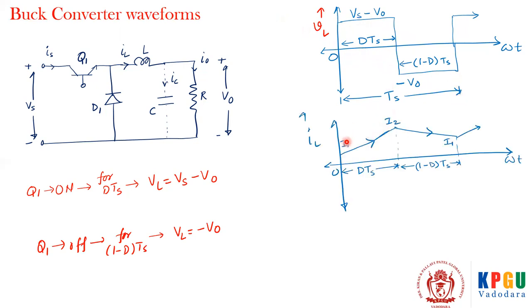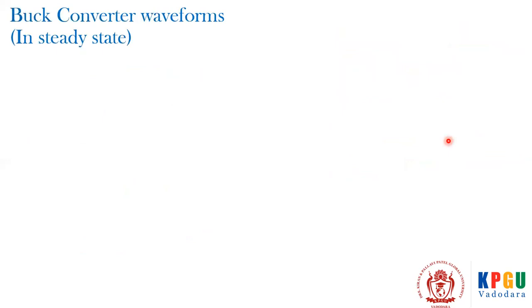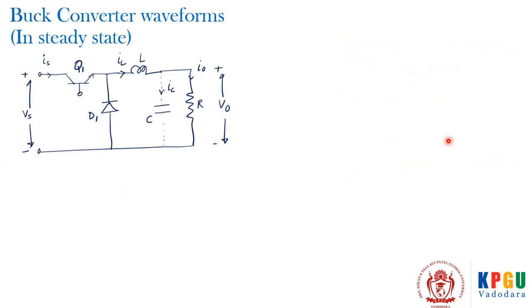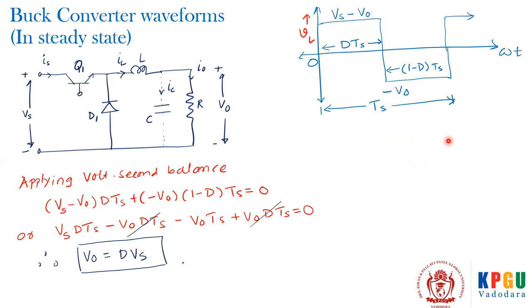This is the current through the inductor, and this is how it varies, right? So when the switch is turned on, the current increases from I1 to I2. We are assuming it is increasing linearly. And when it is switched off, it is reducing from I2 to I1. So ultimately, this is going to be the volt-second balance.